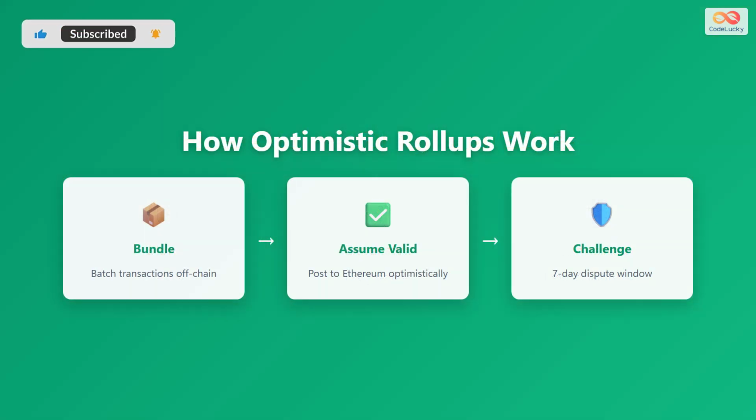Optimistic rollups work in three main steps. First, transactions are bundled together and processed off-chain in batches. Second, these batch transactions are posted to Ethereum with an optimistic assumption that they are valid. Third, there's a 7-day challenge period where anyone can dispute invalid transactions by submitting fraud proofs.